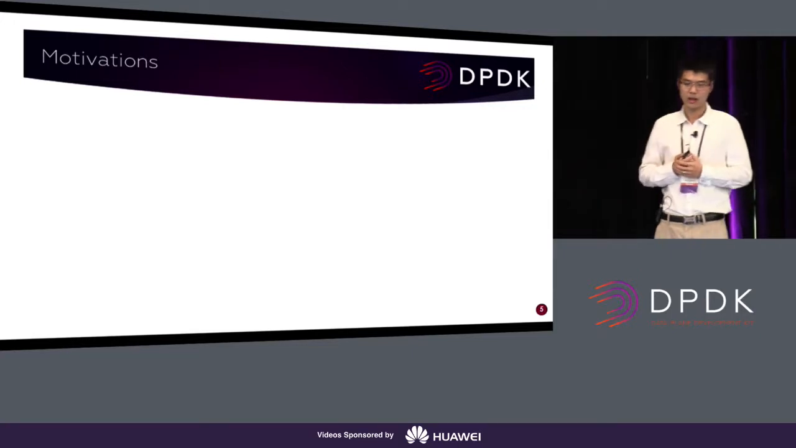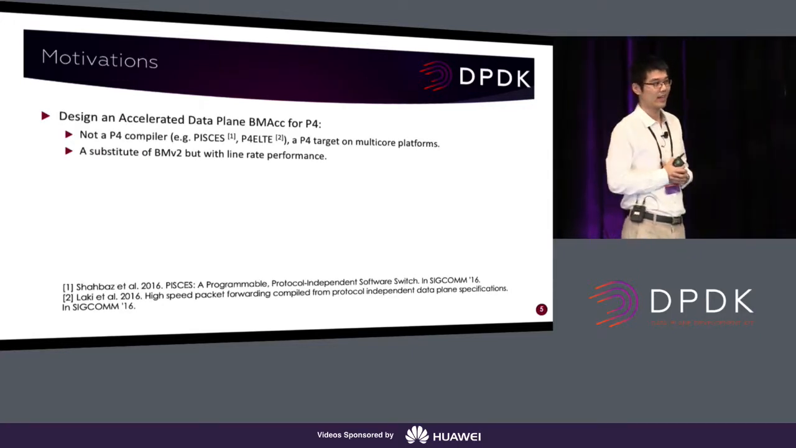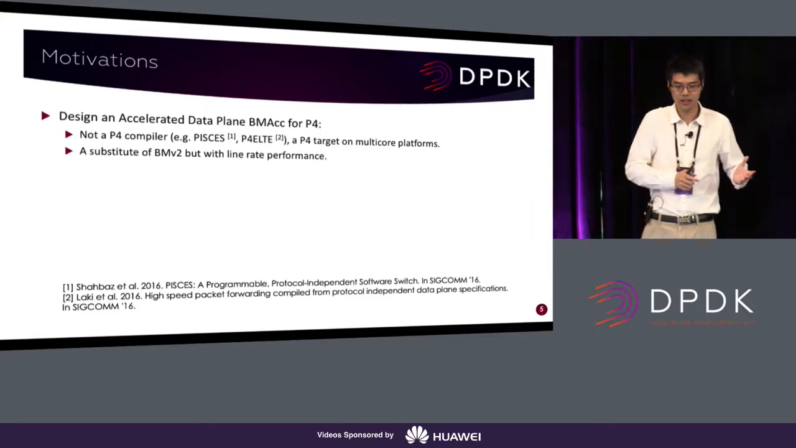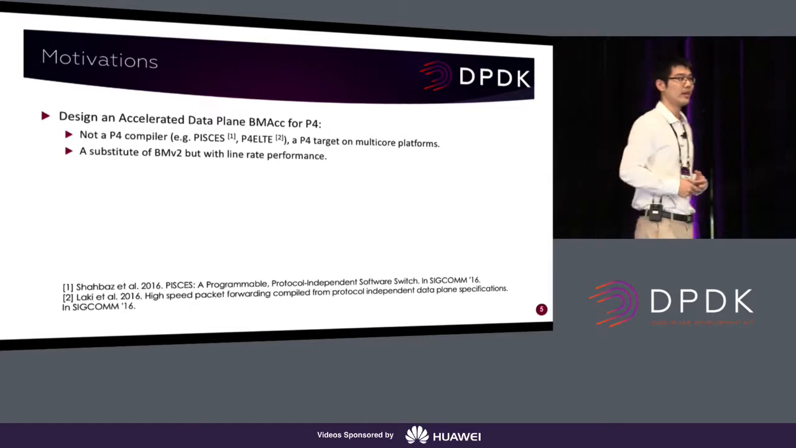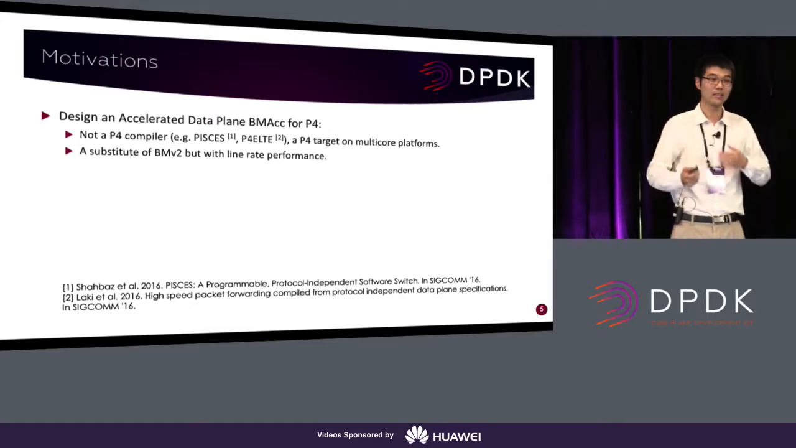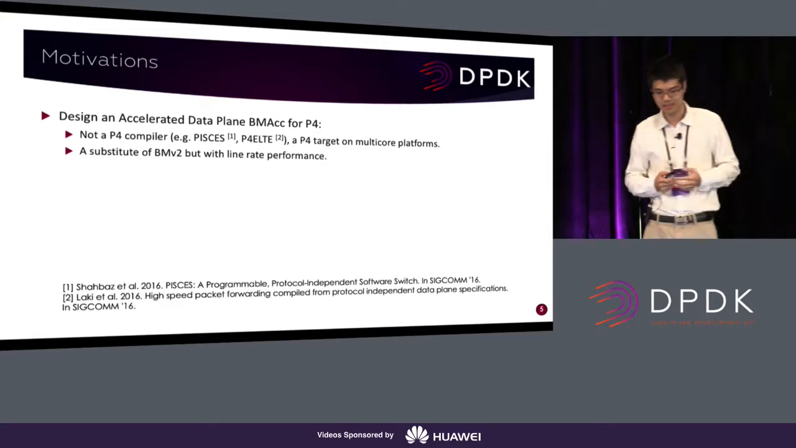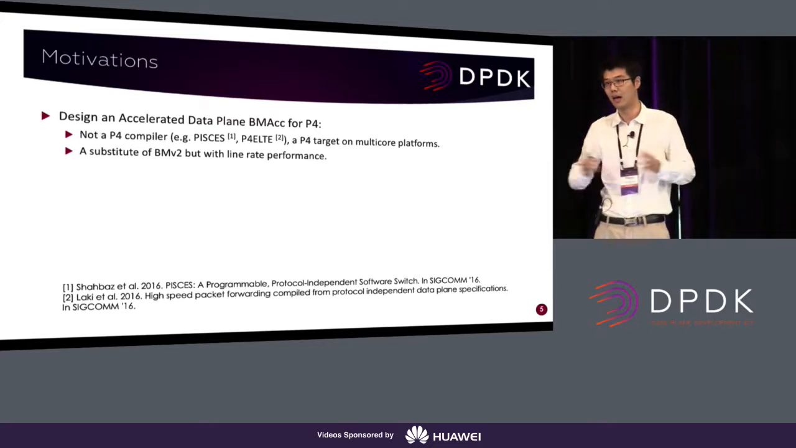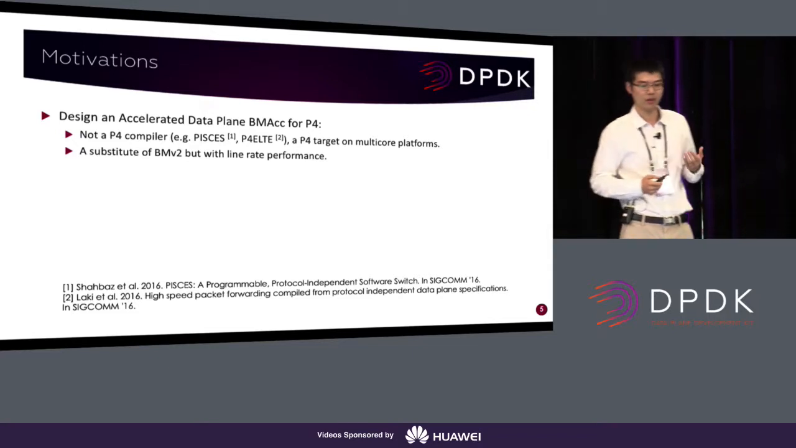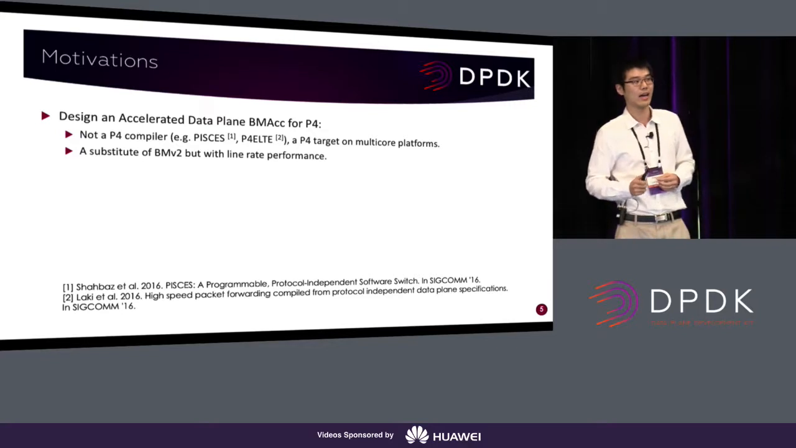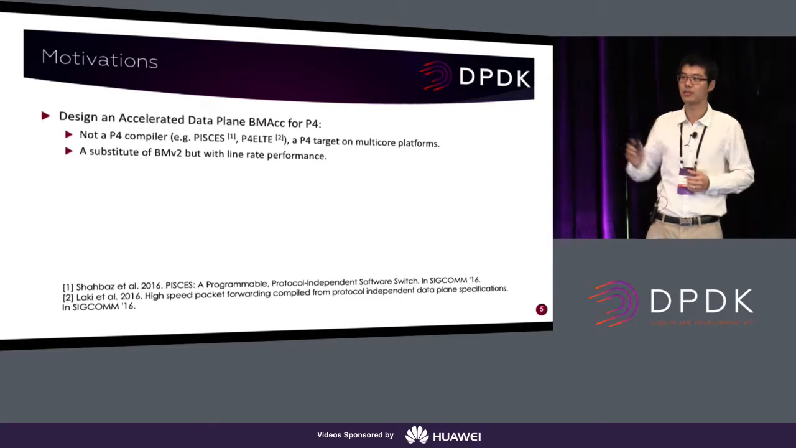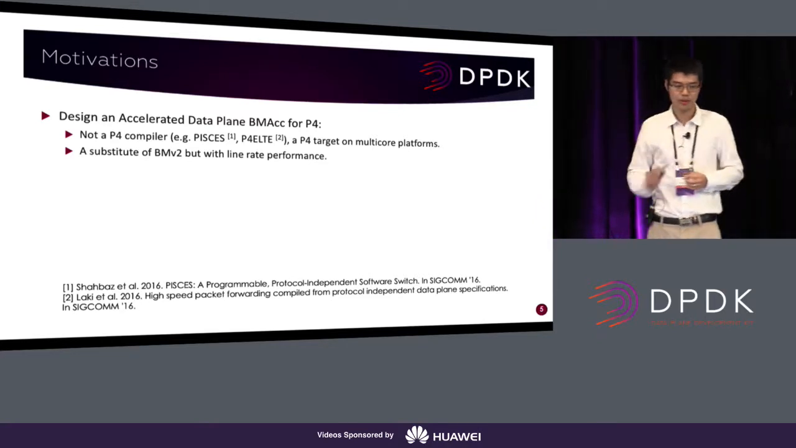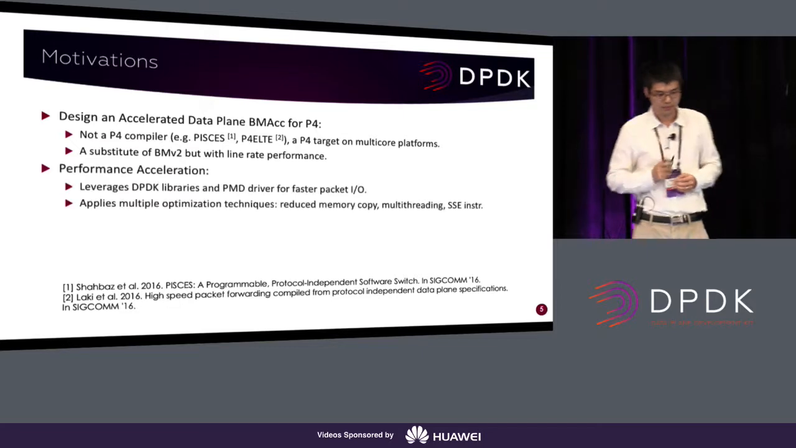So with that, we are motivated to design an accelerated version called BMAC for P4 programs. It is not like a P4 compiler as presented by the existing works, PISCES or P4-LT. It is a P4 target that is designed on a multi-port platform. You can use it as a substitute for BMV2, but with line rate performance.